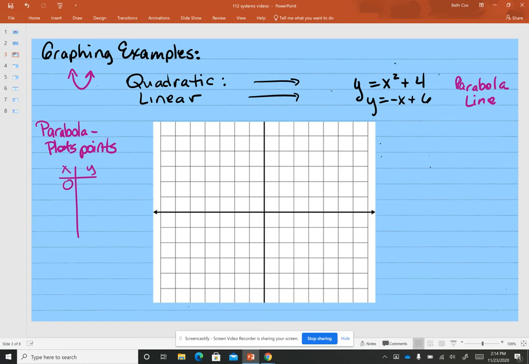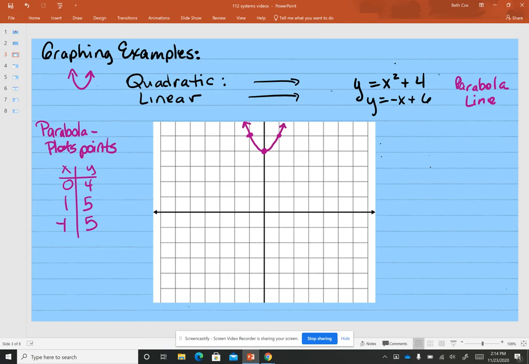If x is 0, I'm going to get y is 4. So 0, 4 is here. I know it's going to open up. So if x is 1, I'm going to get 5. If x is negative 1, I'm also going to get 5. So I'm looking at a parabola that looks something like this.